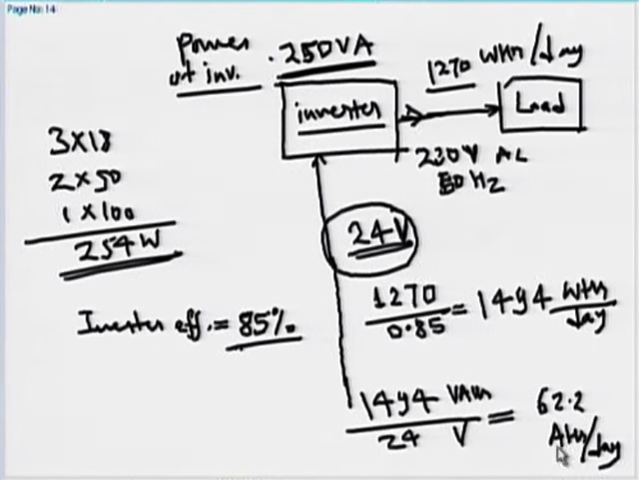Ampere hour is a unit of charge. Ampere is charge per unit time, and you are multiplying by time. So ampere hour is a charge capacity. My battery should supply 62.2 ampere hour of charge every day. This should be the output of the battery. Is everybody clear so far?